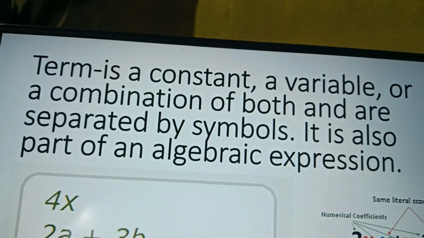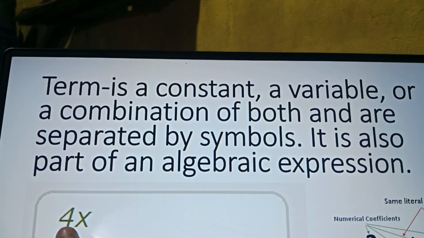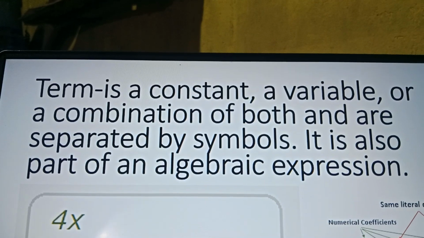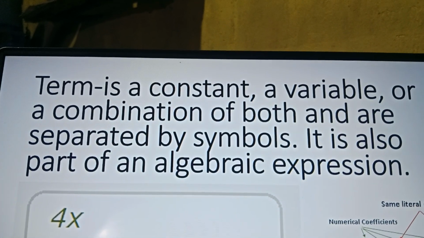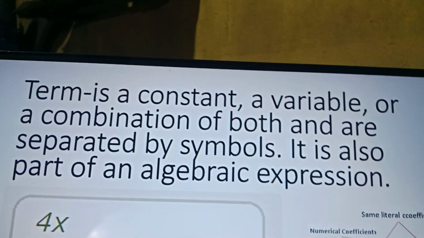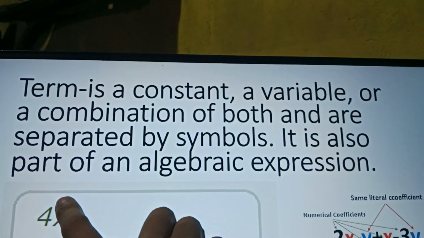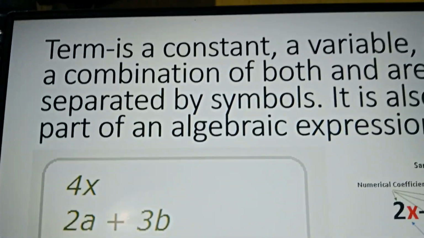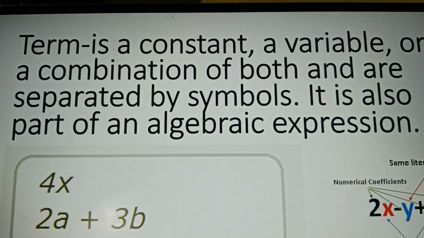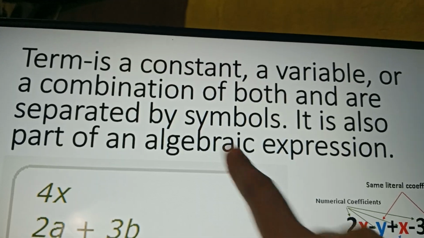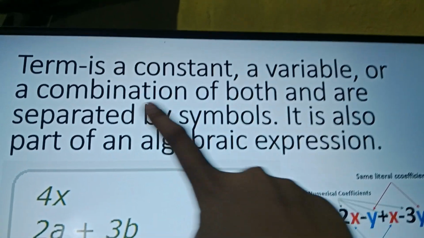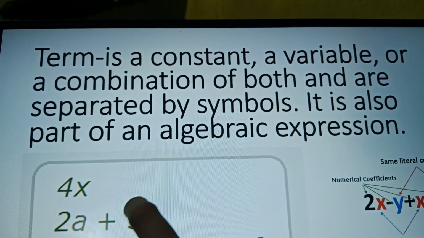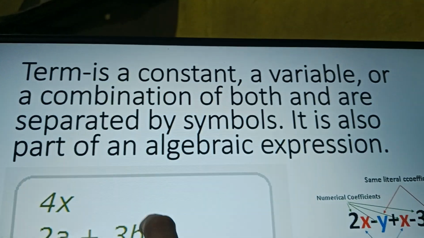Earlier we said that 4x is an algebraic expression. Yes, because an algebraic expression can be a single term also. So we can say that this 4x can also be considered an algebraic expression. Here is another example, 2a plus 3b. This is a combination of both, and terms are separated by symbols. The symbol here is plus. So we have two terms. This one is plus 3b.